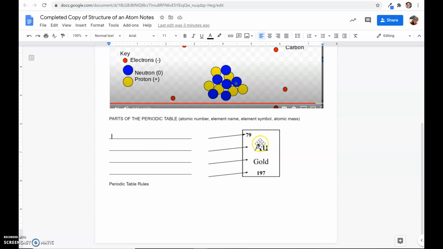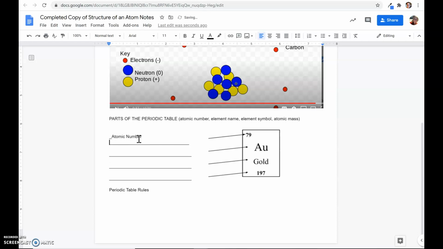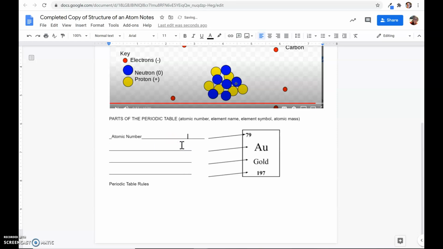Okay, so we're going to start by just identifying what these numbers are, and then down here we're going to write down how to find the number of protons, neutrons, and electrons by just looking at these numbers. Okay, this top number is called the atomic number. So you can label that. You can backspace these lines so that it will work out. Okay, like that. Okay, we got the atomic number.